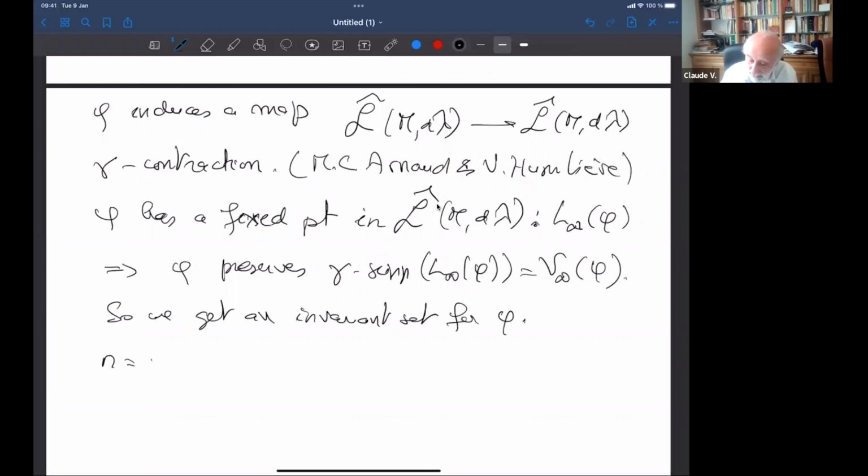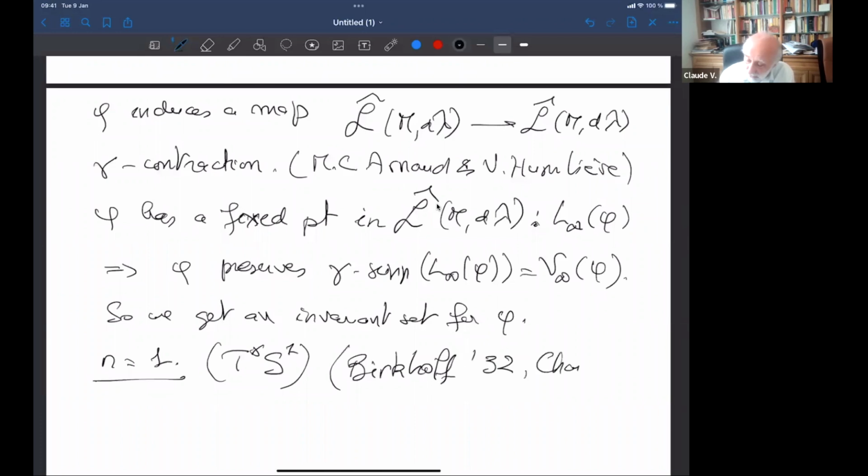And what is this set when n is equal to 1? If I'm working in T star of S1, this was actually figured out by Birkhoff in 1932, and by Marie Charpentier in 34. You can read about it, and it was also improved in a paper by Le Calvez between 86 and 91.